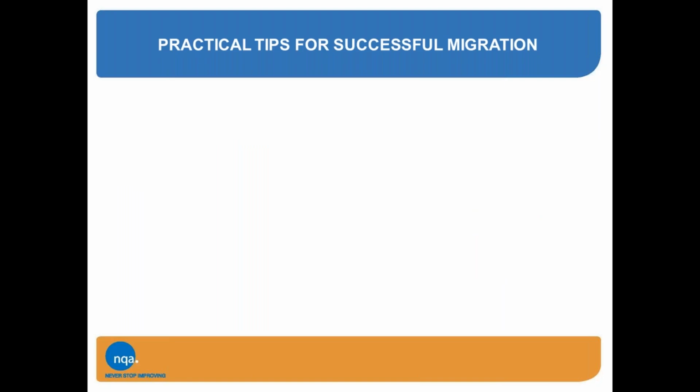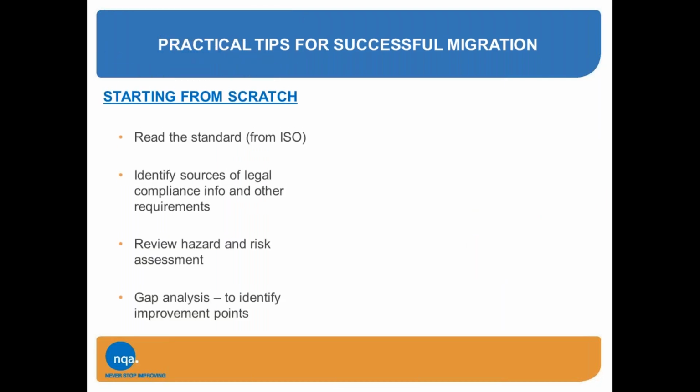So some practical tips. If you're starting from scratch, implementing the standard 45001, have available a copy of the standard. That may seem like an obvious thing to say, but you'll be surprised how many clients don't have available the standard requirements, so therefore it makes it very difficult for them to comply with it. Look at the sources of legal compliance information and other requirements that are already in existence within your organisation, and look at the mechanisms already in place. Review any hazard and risk assessments that are already established. The method, as I say, you may be pleasantly surprised at how much you actually do.